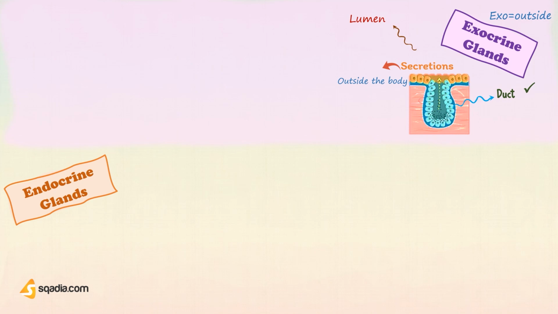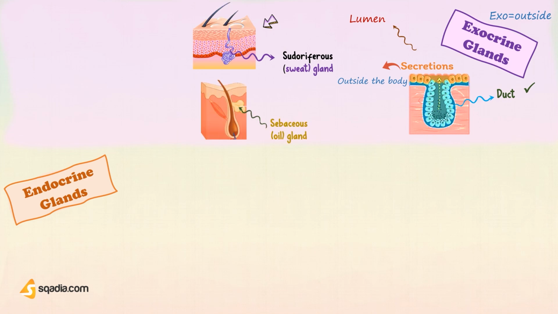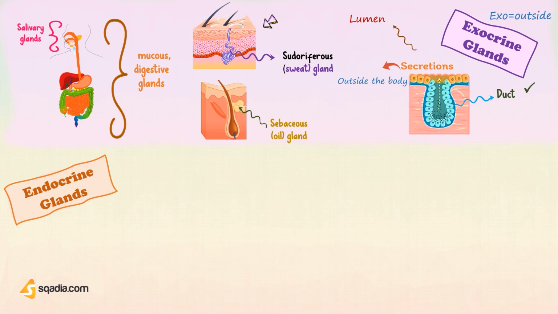Let's see some examples. Exocrine glands include sudoriferous, known as sweat glands, sebaceous, so-called oil glands, salivary glands, mucus, and digestive glands. These glands are not the focus of this video, so we will discuss endocrine glands in detail.